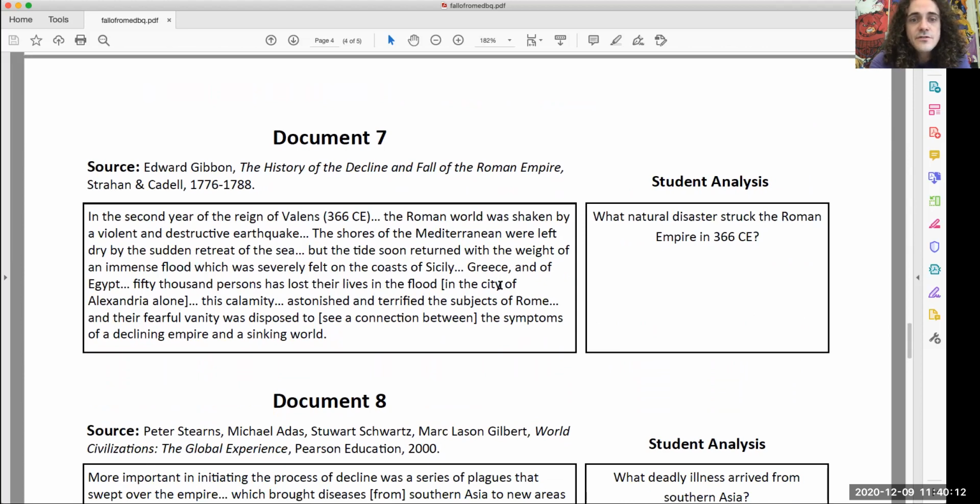The history of the decline and fall of the Roman Empire. Once again, written not in modern times, but modern-ish. And it talks about natural disasters that strike Rome. So once again, you could use this as kind of the straw that breaks the camel's back. So you could have body paragraph 1 be one reason, body paragraph 2, and then body paragraph 3 was, on top of everything else, earthquake. So once again, everything can be tied in here, and there's a lot of sources to use.